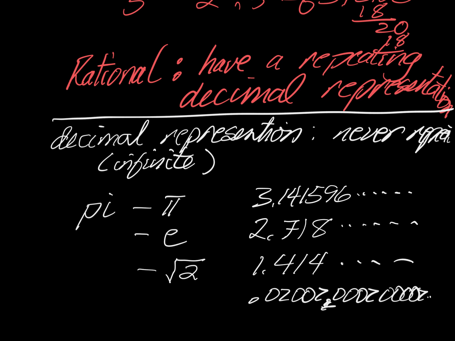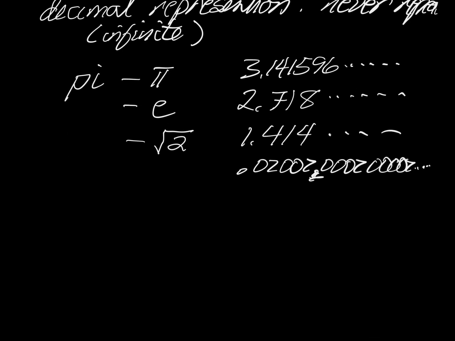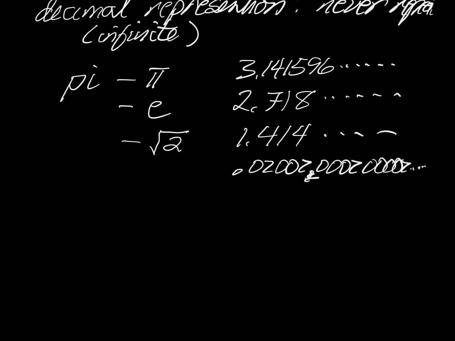0.002. They may have a pattern, but they don't repeat. You keep plopping in an extra zero. It turns out, if you have a decimal representation that never repeats, that is called an irrational number.